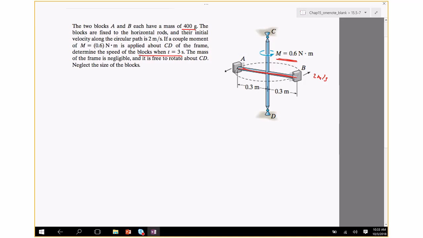Okay, so again, similar idea. Things are spinning in circles, and they're acted upon by a moment M in this case. It's going to speed up. We're going to figure out what the speed is in 3 seconds.